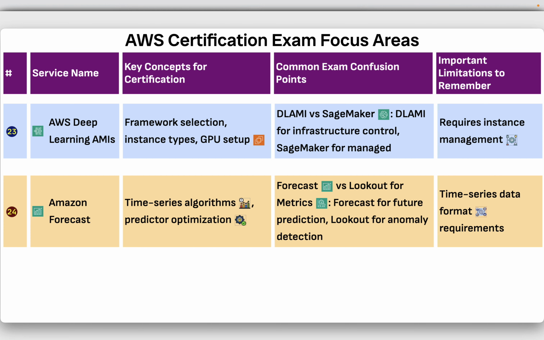And the last service is Amazon Forecast. Key concepts for certification is time series algorithms and predictor optimization. Common exam confusion points is Forecast versus Lookout for Metrics. So Forecast for future prediction, but Lookout for anomaly detection. Important limitations to remember is that it is time series data format requirements are there. And that's all.